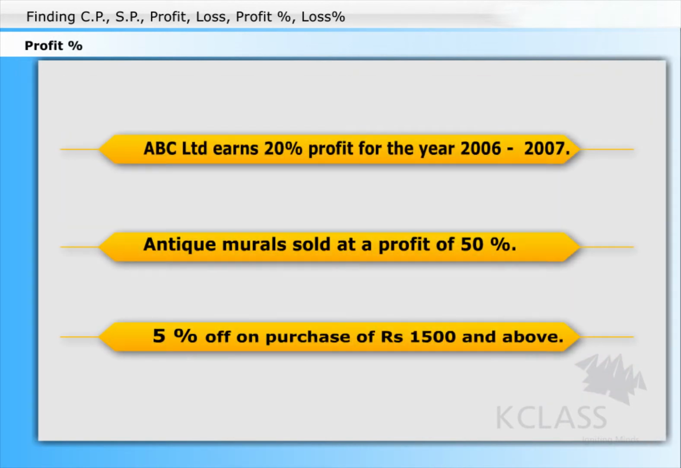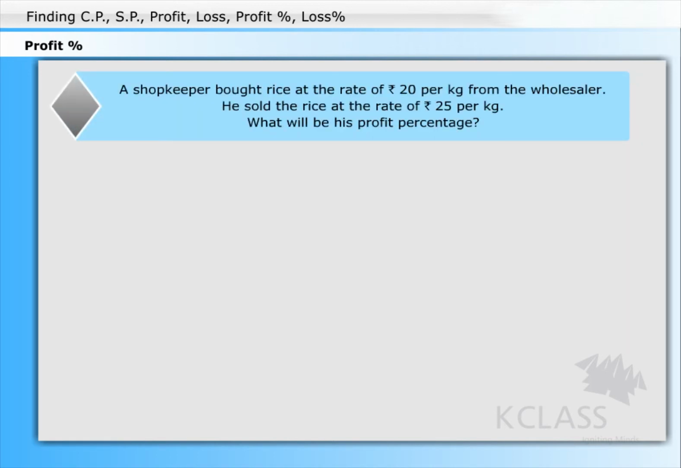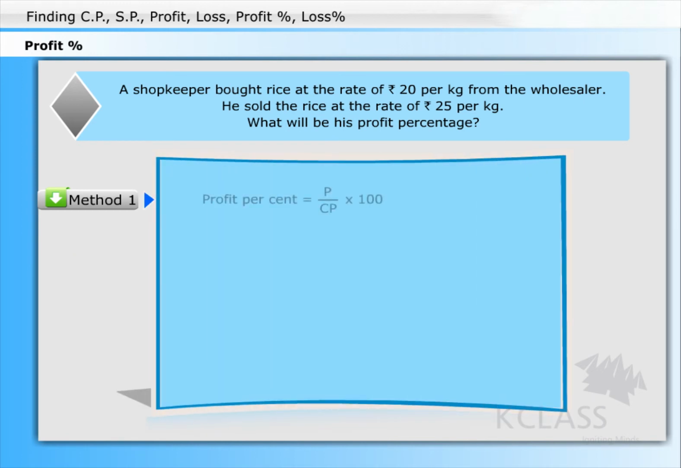We often come across newspaper clippings or hoardings where the profit is mentioned in the percentage form. Let us now see how profit is converted to percentage. Let us consider an example. Here, the cost price is 20 rupees, the selling price is 25 rupees, and the profit is 5 rupees. Let us calculate the profit percentage. There are two methods to find the profit percentage. Here, the profit earned is divided by the cost price and multiplied by 100. This gives a profit percentage of 25.